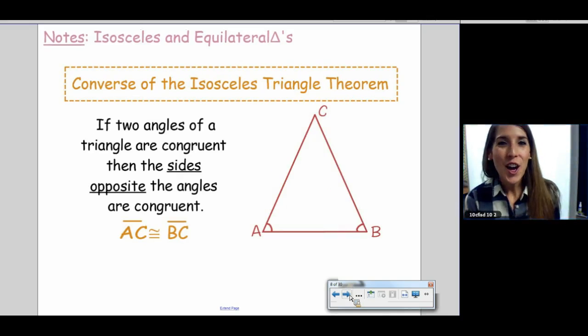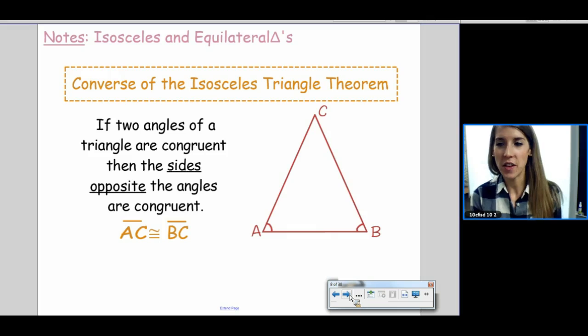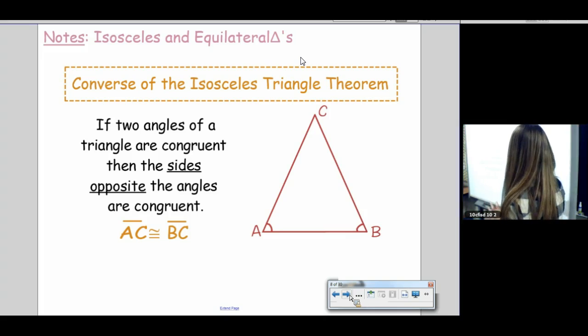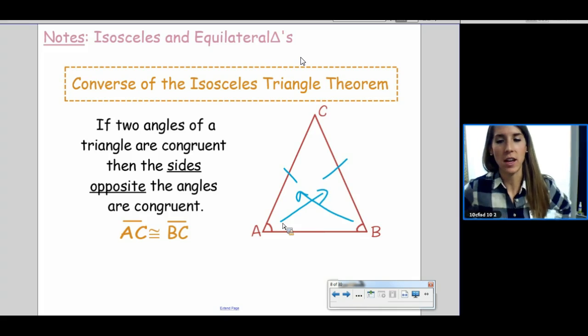Guess what? The converse of the isosceles triangle theorem is also true. Now, some people miss this on their test. You got converse and inverse mixed up. Converse just means we're going to switch the hypothesis and the conclusion. If two angles of a triangle are congruent, then the sides opposite are congruent. So if I give you a triangle and two of the angles are equal, well, then you can look across those angles and you can add tick marks to the side all by yourself. You are allowed to add tick marks. So side AC is congruent to side BC.